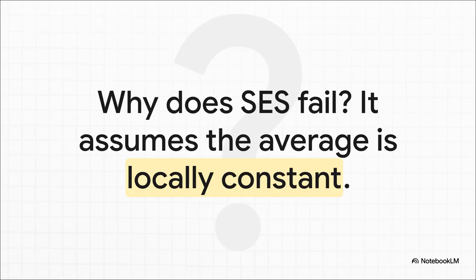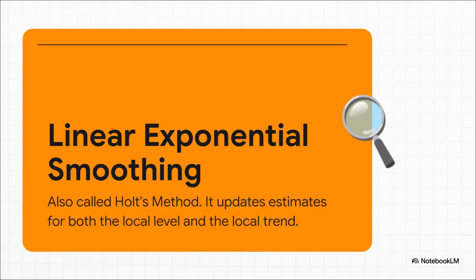Well, the reason is baked right into its DNA. Simple exponential smoothing is designed to find and predict a stable average, a local level. It has no concept of a trend. It's always assuming things will eventually come back to the mean, but in a growing business like this one, they just don't. So we need an upgrade.